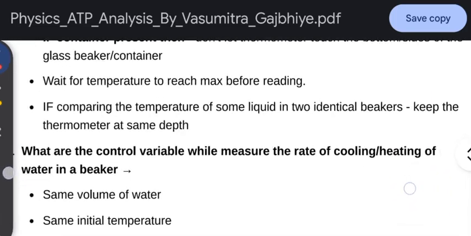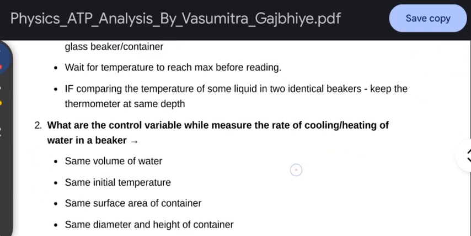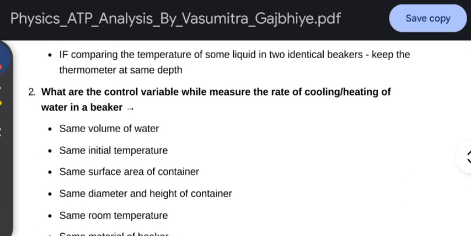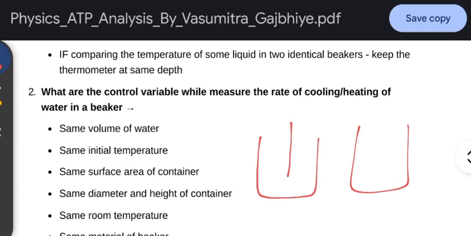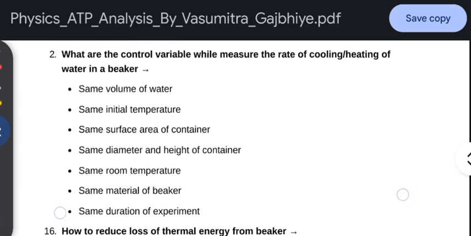Wait for the temperature to reach maximum before reading. Yes, because that's very important, because otherwise you won't get an accurate reading, right? Some of the mixture is still getting heated up, by conduction or convection, and if you start measuring the temperature, it will not be accurate. Let it reach the maximum value and then measure it. If comparing the temperature of some liquids in two identical beakers, keep the thermometer at the same depth. Of course, it should be at the same depth. Otherwise, if it goes deeper, maybe the temperature is higher there, and there can be many errors and issues.